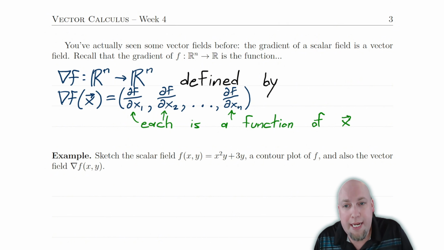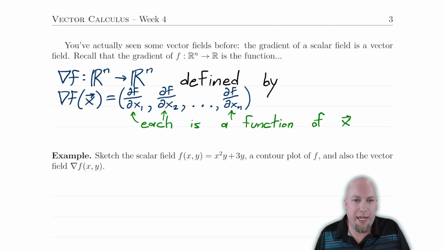Because when you take the gradient of a multivariable function, what you're doing is taking the partial derivative with respect to each of the n input variables, and that gives you a vector output. Each of these entries is still a function of the n different variables. So now this is a function from n-entry vectors to n-entry vectors. That's a vector field. So we can do all of our vector field stuff with the gradient of any scalar field. So let's do an example like that.